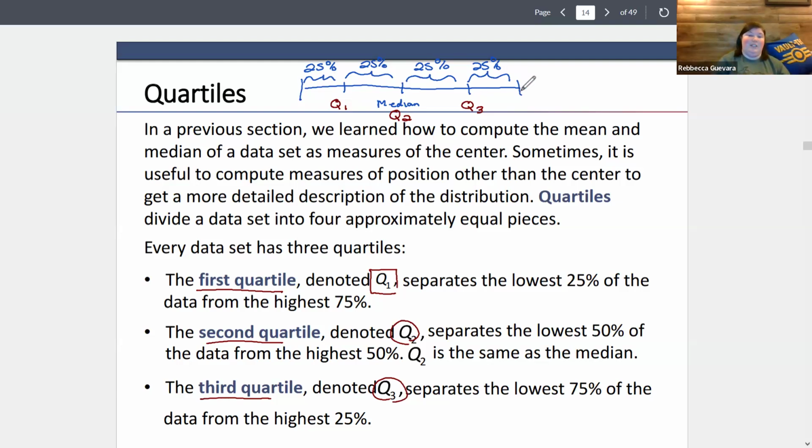So like I said, this is approximate. It's never going to be, well, it could be, but for the most part, it's probably not going to be exactly 25 below, 75 above, or 50-50 in between. You know, it's not going to be perfect.